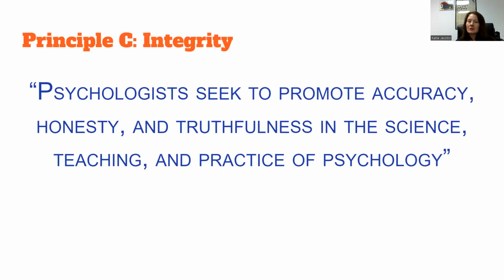So principle C then is integrity. Psychologists seek to promote accuracy, honesty, and truthfulness in the science, teaching, and practice of psychology. So with research, this means that we're doing what we need to conduct good research. This is making sure that we are trained, that we know what we're doing, that if we don't know what we're doing, we find ways to learn that, whether that's getting a mentor, reading books, or taking additional classes, and that we don't ever make anything up. We are looking for the truth, and the truth sometimes will not align with our ideas, and that's okay. And that's why science is beautiful.